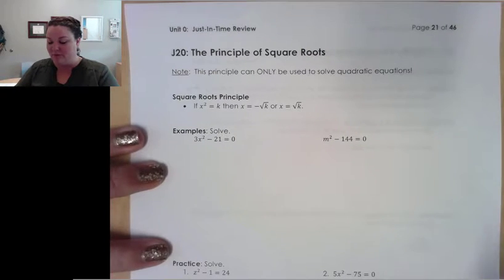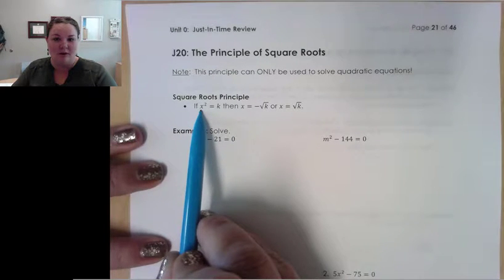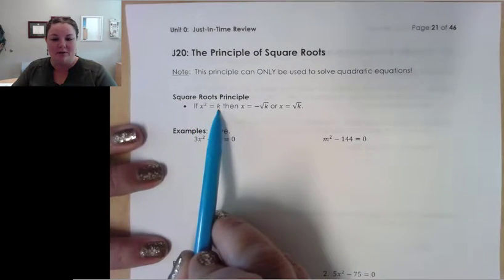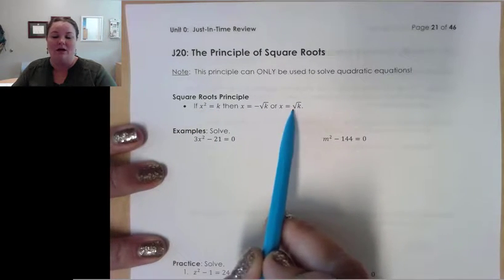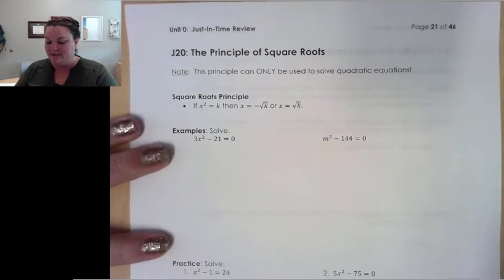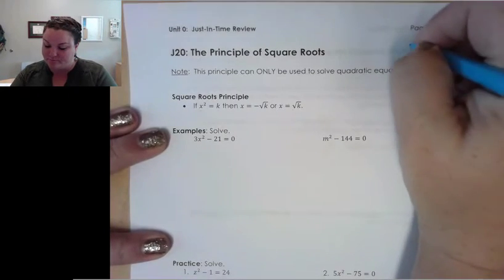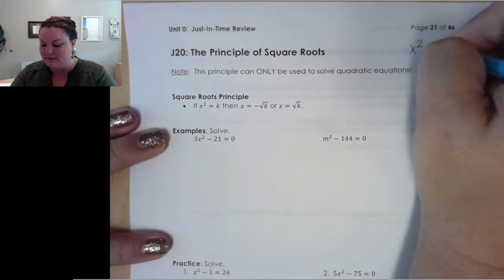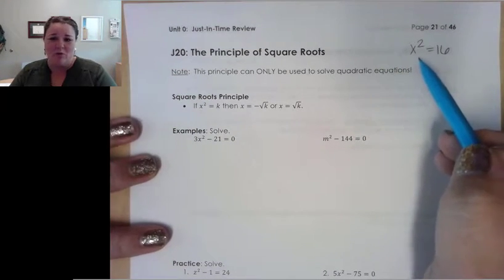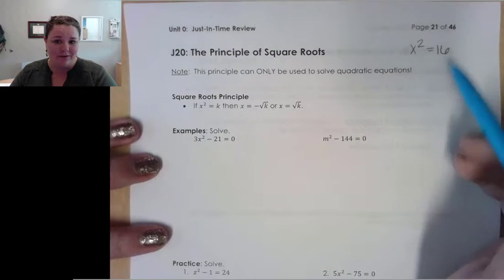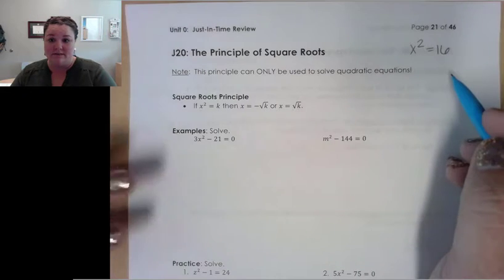The principle of square roots basically says if we have a number or a variable that is squared and it's equal to a number, then that variable either equals the negative or positive square root of that number. So let me just give you an example. If I had something like x squared equals 16, then we can probably do this in our head. We know what numbers we would have to square to get 16, right? 4 gives us 16, but also negative 4 squared gives us 16.